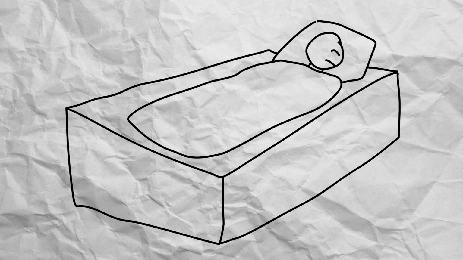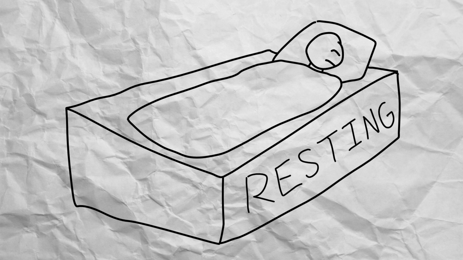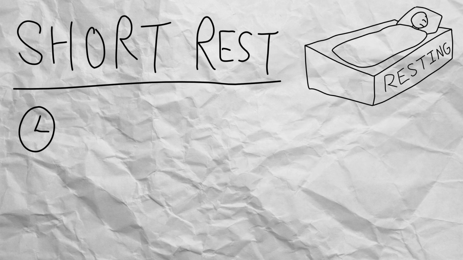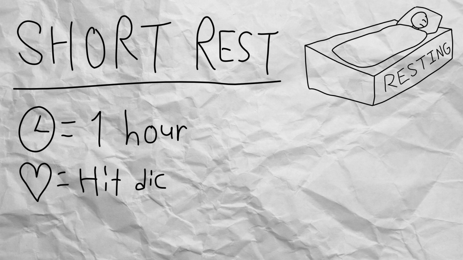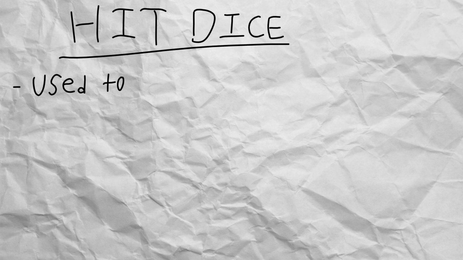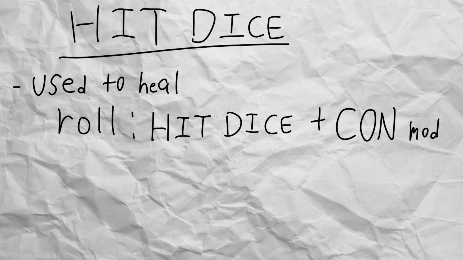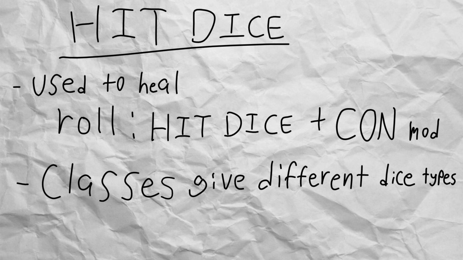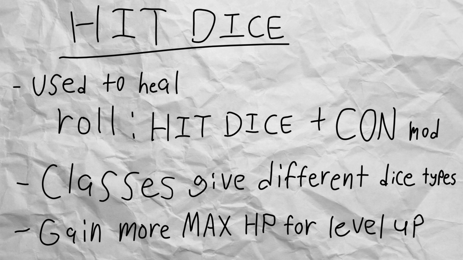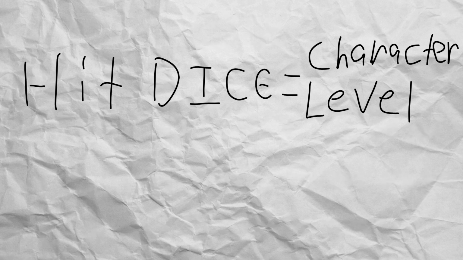After a long day of hard work, it's time to talk about resting in D&D. A short rest is a 1-hour downtime when you and your party don't do anything, and you can expend hit dice to heal. When hit dice are used to heal, you add your constitution modifier to the roll. Hit dice are class dependent, and they are the dice that you roll when gaining levels to increase your total max hit points. The number of hit dice any player has is always equal to their level.